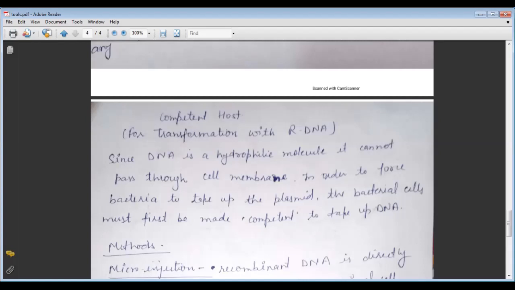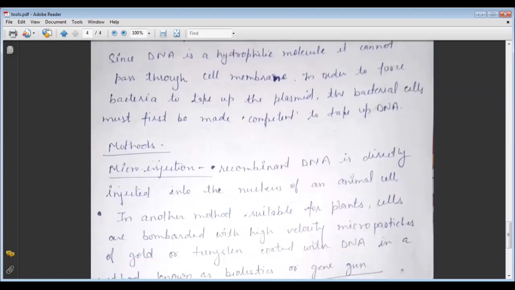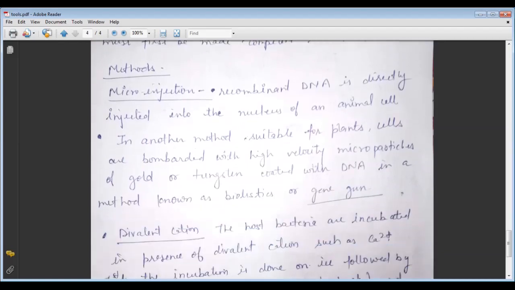So here the first method, we are going with the first method, that is microinjection, है ना। माइक्रोइंजेक्शन में क्या होता है कि रिकॉम्बिनेंट डीएनए is directly injected into the nucleus of an animal cell. डायरेक्ट हम उसको इंजेक्शन के थ्रू अंदर डालेंगे। So that is the only way to introduce the foreign DNA into the host cell.